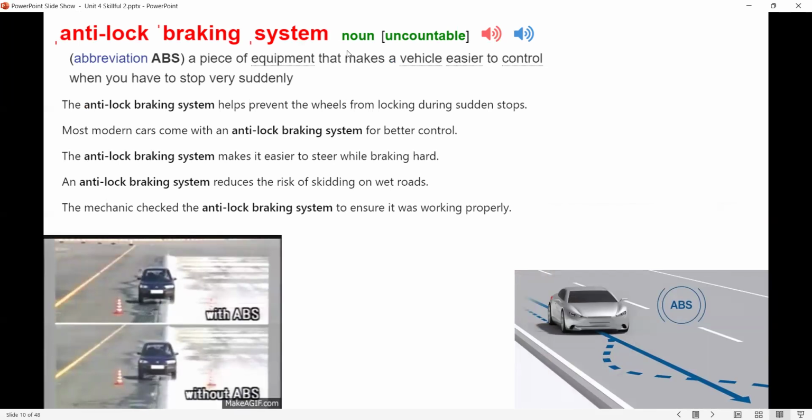Anti-lock braking system, or the abbreviation of it is ABS. It is a piece of equipment that makes a vehicle easier to control when you have to stop very suddenly. Look at these two cars. The first one has ABS, but the second one doesn't have ABS. So the first one is easier to control. Let's read one example together. The anti-lock braking system, or the ABS, helps prevent the wheels from locking during sudden stops. Please read the others by yourself.